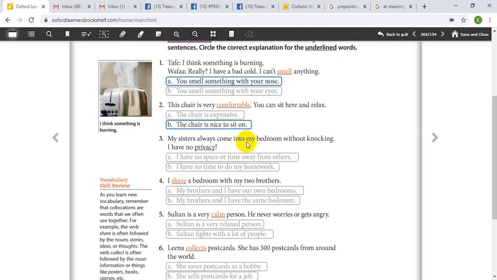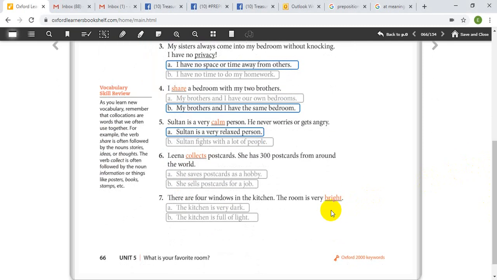My sisters always come into my bedroom without knocking. I have no privacy, so like I have no time or no space. I share a bedroom with my two brothers. My brothers and I have the same bedroom. Sultan is very calm, very relaxed. Lena collects postcards. So collecting is she sells or she saves? So no, she saves. Okay.